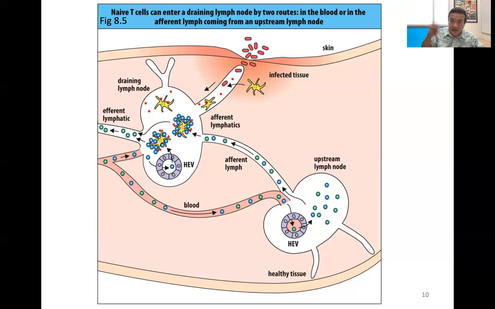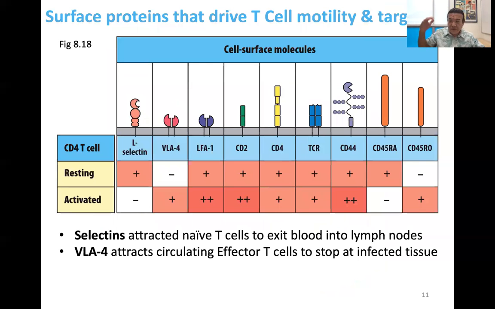Right? Some of them want to exit into lymph nodes to check things out. Some of them are already activated. They're trying to go to work. They're trying to find sites of infection. So there are multiple different receptors and proteins on the surfaces of T cells that are in charge of allowing a T cell that's floating through your blood to know where it's at.